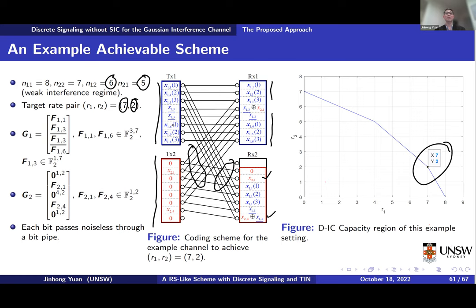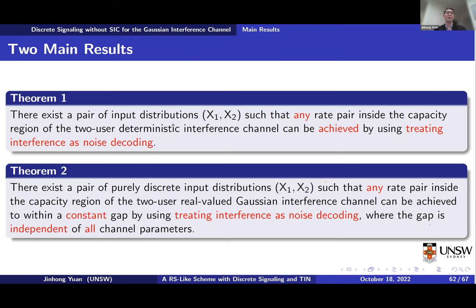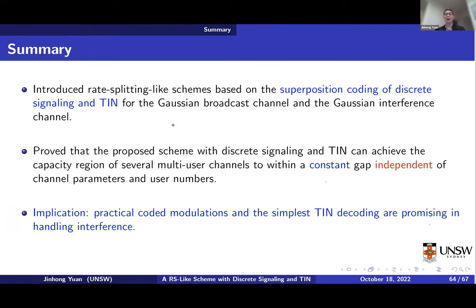So that is a similar scheme, a similar principle, but a little bit more involved. I'm not going to talk about that. It also has a constant gap to the capacity, independent of all the channel parameters. That's pretty much what I would like to share with you. Basically, rate splitting is very important. If we apply it with superposition coding for discrete signaling and treating interference as noise for the Gaussian broadcast channel, it has a constant gap independent of the channel parameters and user numbers. The key takeaway message is that you can use current practical coding and modulation and your current receiver, and you just need to design a different codebook for your transmitter, and you are able to achieve good performance.